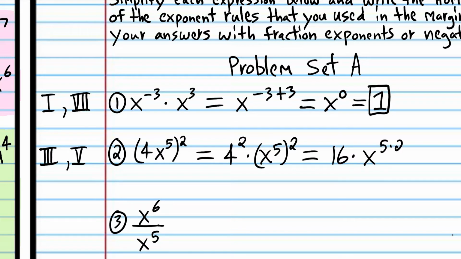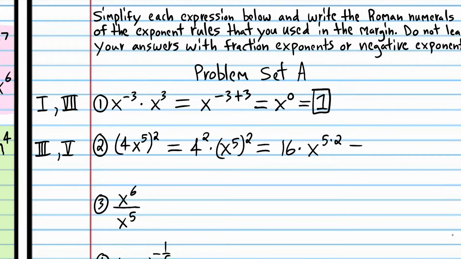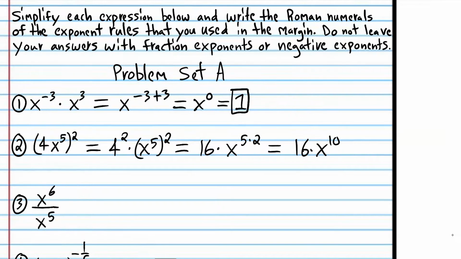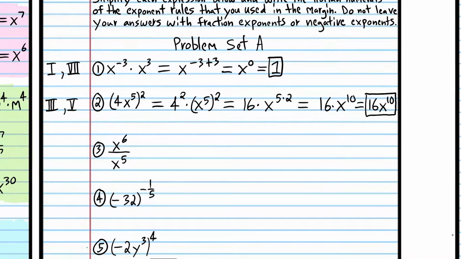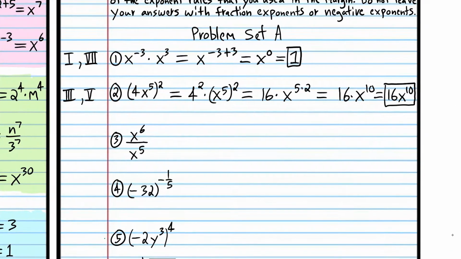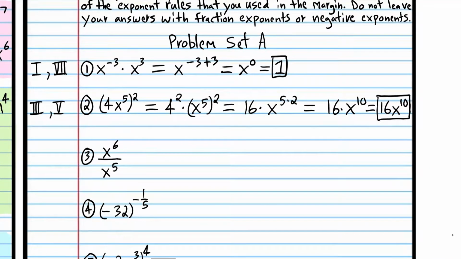So that's 5 times 2. And then we get 16 times x to the 10th power, and you can just get rid of that dot. I wrote a lot of steps there that you don't really need to write. I'm just writing those so you know exactly what's going on here. All right, so again, we use two rules for each of these problems over here.